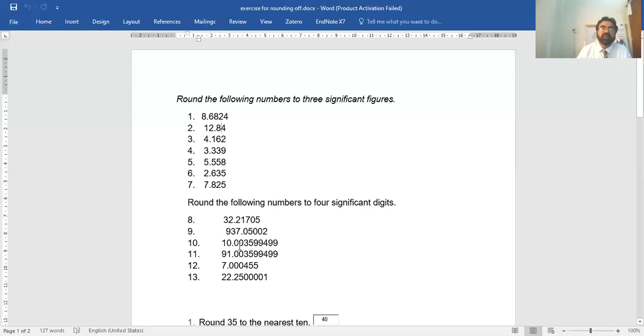10.0035999499. Now you have to remove all these digits and leave it unaltered: 10.00. Then 91.0035999499, you will keep it 91.00, and you have to delete the rest. Then 7.0070000455. This will remain 7.000. Then 22.250000 and 1, so it will become 22.25.